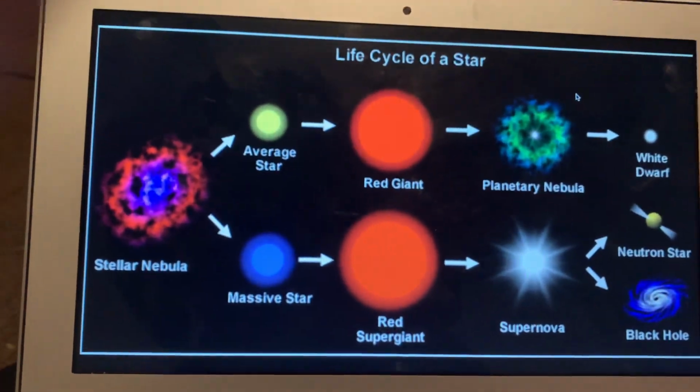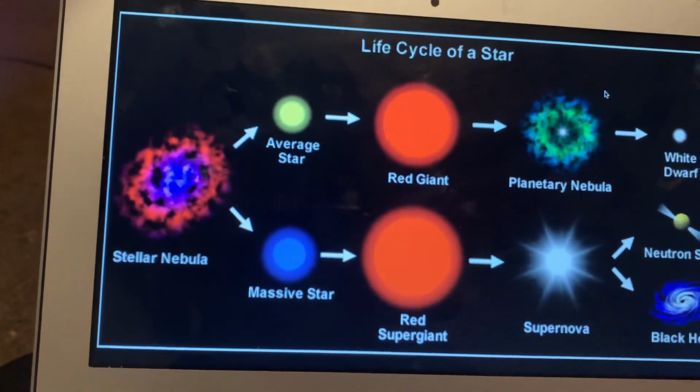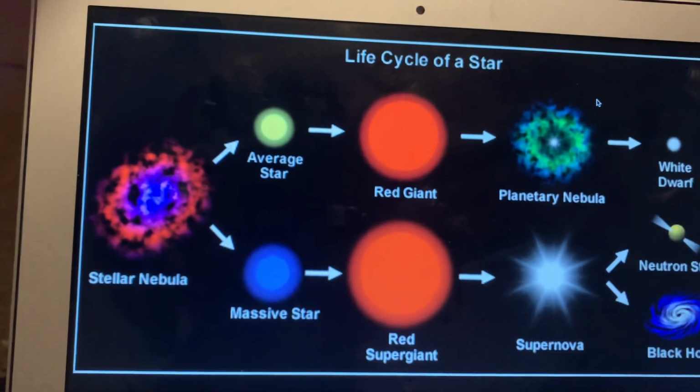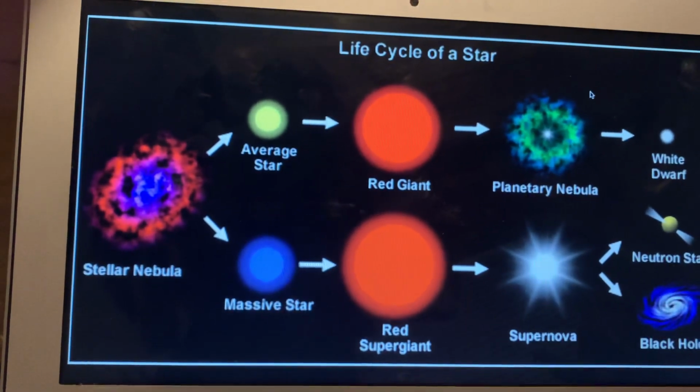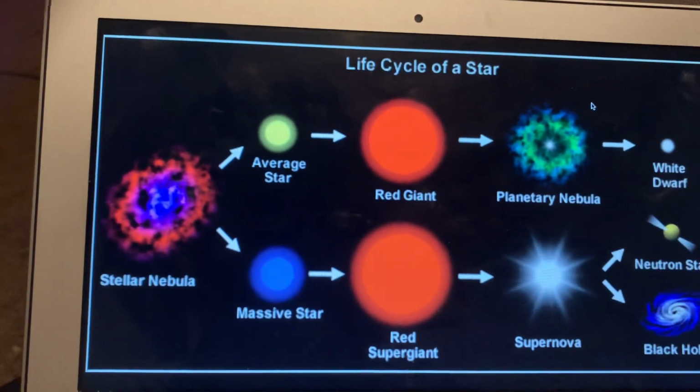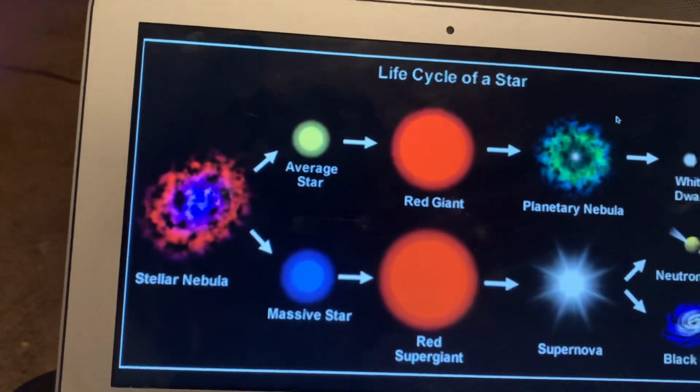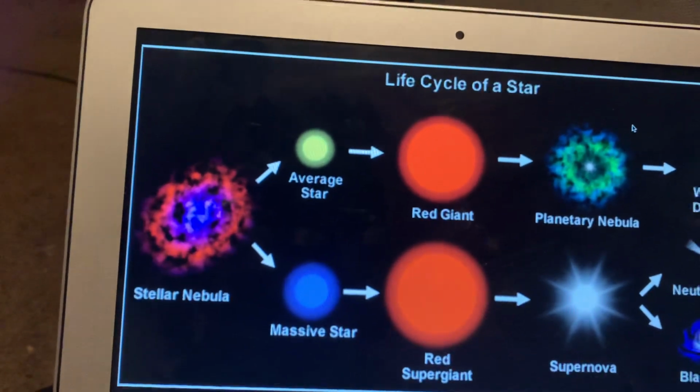Okay, and I added this picture into the slide because this basically is a diagram of how the star cycle is actually created. I mean, it starts off as the nebula and then it varies. But I added this because it's going to lead into what I'm going to get into next.